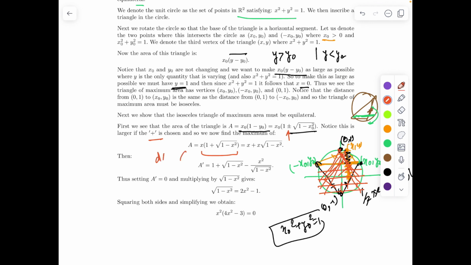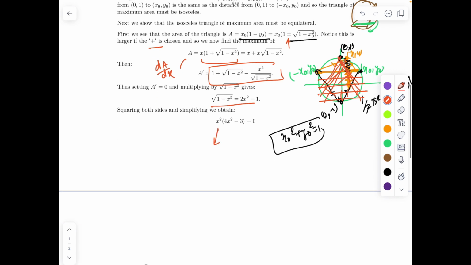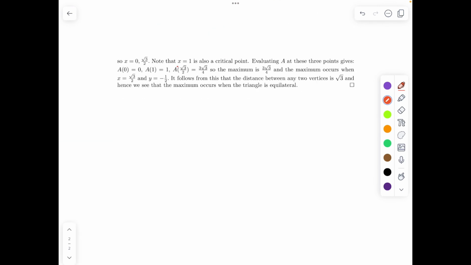So just differentiate. We take dA/dx, setting it to 0 will give this equation, and we are getting the value of x as either 0 or plus minus root 3 by 2. So x equal to 1 is also a critical point. Evaluating A at these points, A(0) will give 0, A(1) is 1, and this one is larger, so the maximum is out of this, and that's the global maximum. The maximum occurs when x is root 3 by 2 and y is this.